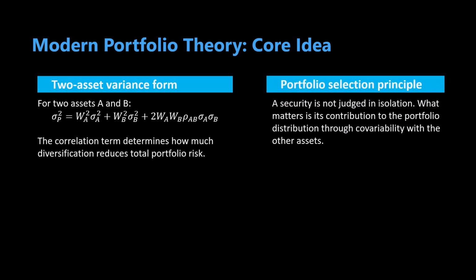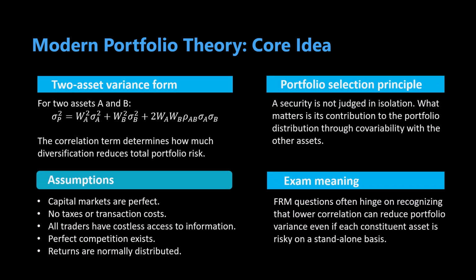Let's make the portfolio variance formula precise. For a two-asset portfolio consisting of asset A and asset B, the portfolio variance is given by this formula: WA squared times sigma A squared, plus WB squared times sigma B squared, plus 2 WA WB rho AB sigma A sigma B. Here, WA is the proportion of asset A and WB is the proportion of asset B in this portfolio. Rho AB is the correlation coefficient between the two assets.